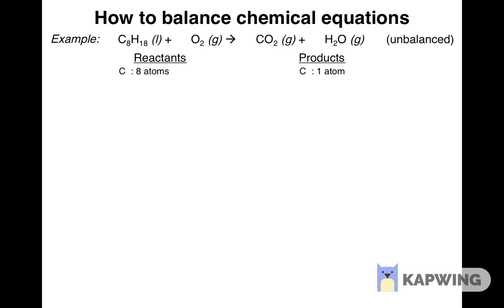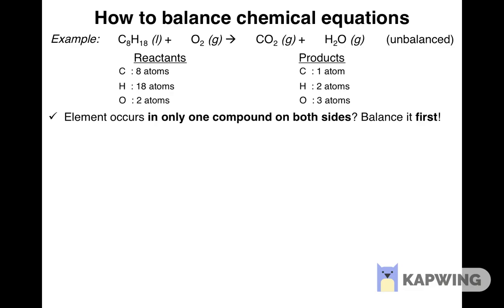On the product side, there is 1 carbon atom in the carbon dioxide molecule, 2 hydrogen atoms in the water molecule, and 3 oxygen atoms, 2 in the carbon dioxide molecule and 1 in the water molecule. We then start balancing the chemical equation by balancing the number of atoms that occur in only one compound on both sides of the chemical equation first.